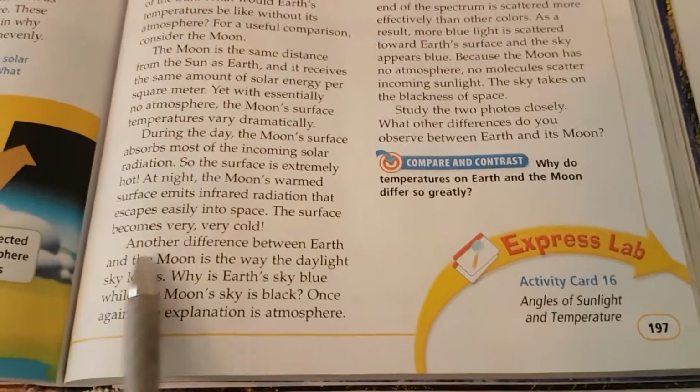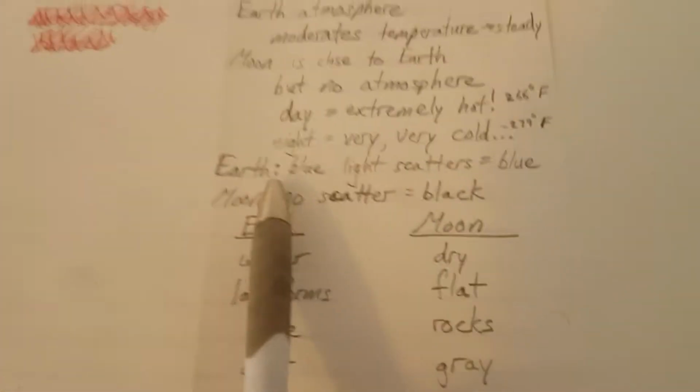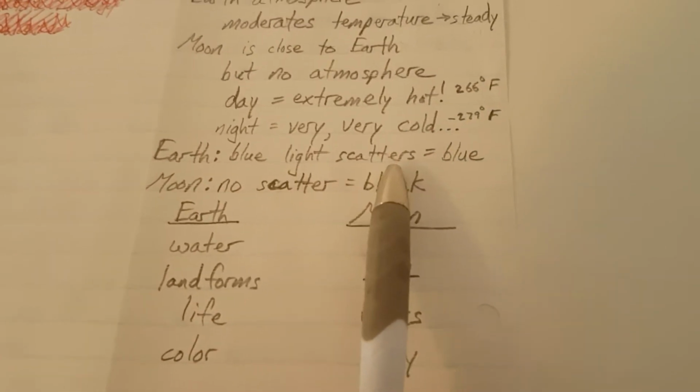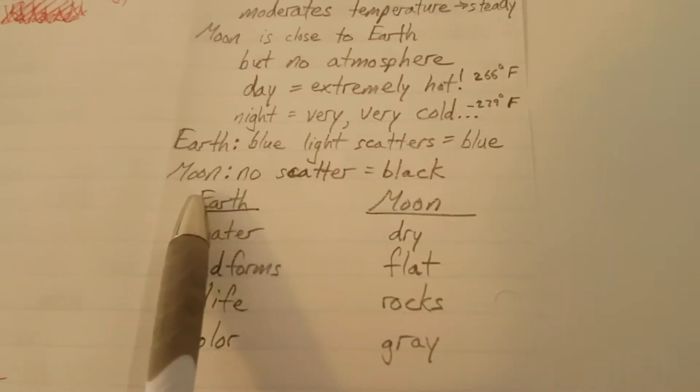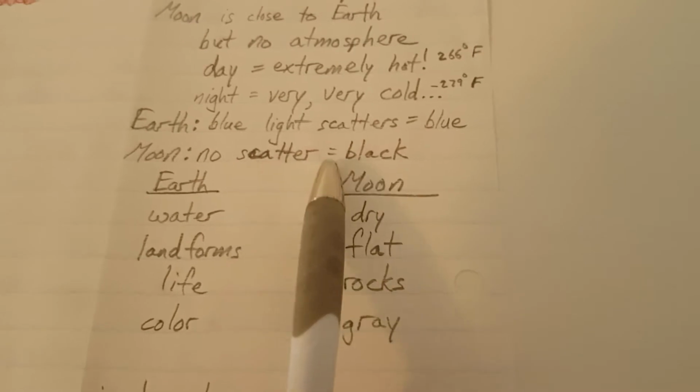Another difference between Earth and the Moon is the way the daylight sky looks. Why is Earth's sky blue while the Moon's sky is black? Once again, the explanation is atmosphere. So, Earth, blue light scatters equals blue. Moon, no scatter equals black.